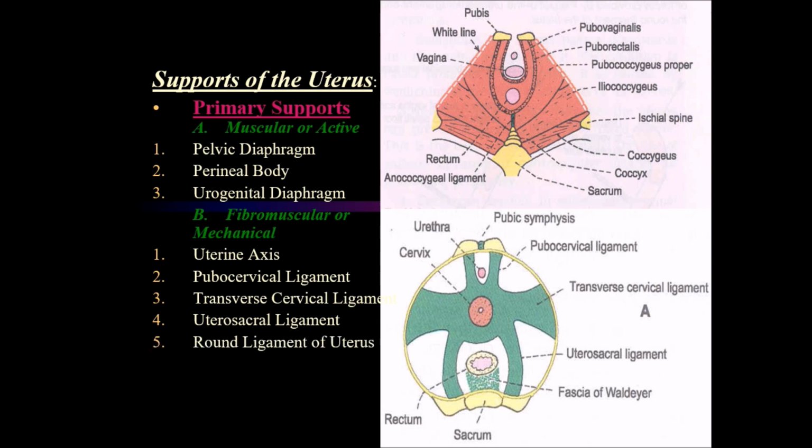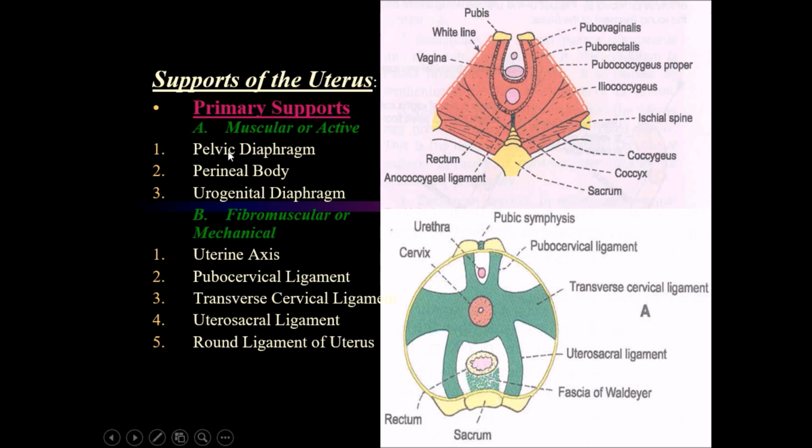And apart from that, you have already seen the round ligament of the uterus, that is also an important fibromuscular structure which will be helping in the support. So these are the primary supports. The primary supports are divided into two types, muscular as well as fibromuscular.